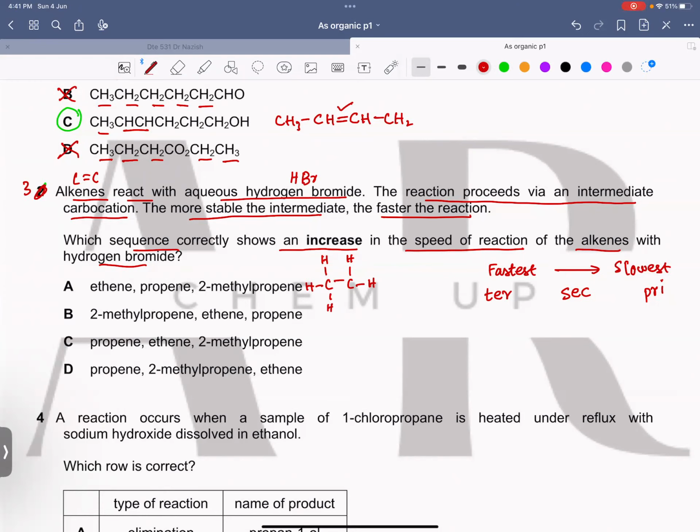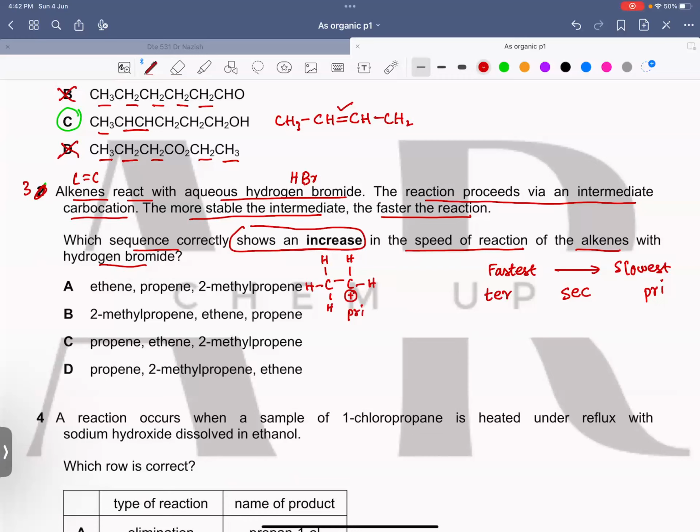Okay, read the question again. Which sequence correctly shows an increase? So we have to go from the slowest to the fastest. So here we could get this as a primary carbocation. If you look at this structure, the carbon which becomes a primary carbocation is the primary one, right? Then we have propene.